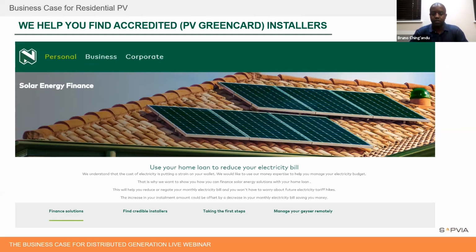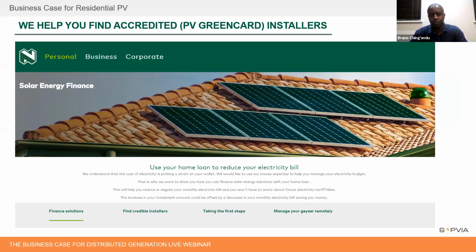On the next slide, we provide not only the financing solutions that are available in terms of linking solar with your home loan. We also help you find accredited suppliers, and in this case, we use the PV Green Card accredited installers because we're much more comfortable with the service levels there. We give you a little bit of advice around the next steps that you need to take, and also give you some tips around how to save money using a couple of tools that we have.